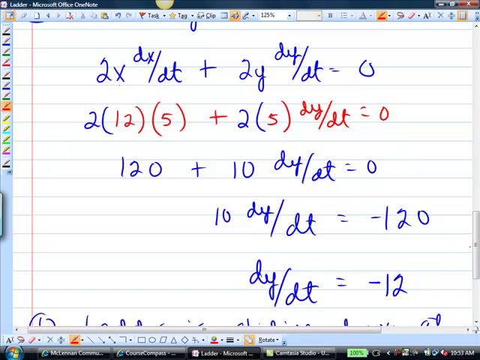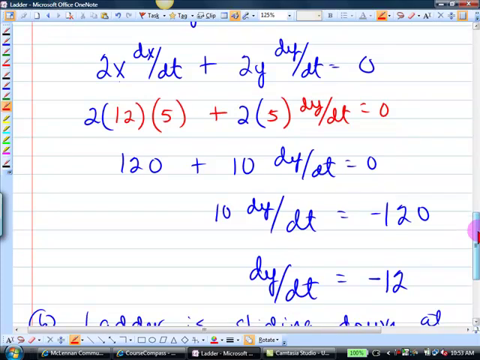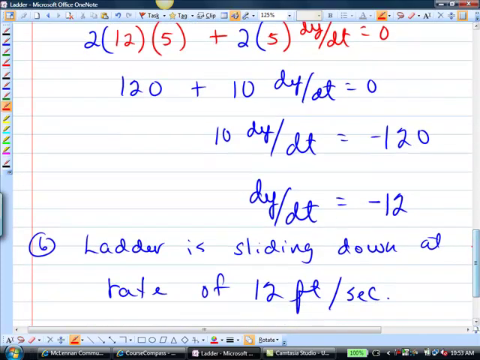That should make sense because the ladder's doing what? It's coming down. It's decreasing. So that should make sense that it's negative. And then the ladder is sliding down at a rate of 12 feet per second. You don't put the negative in that last part of the answer. When you write sliding down, that takes care of the negative. Does that make sense? A little bit.